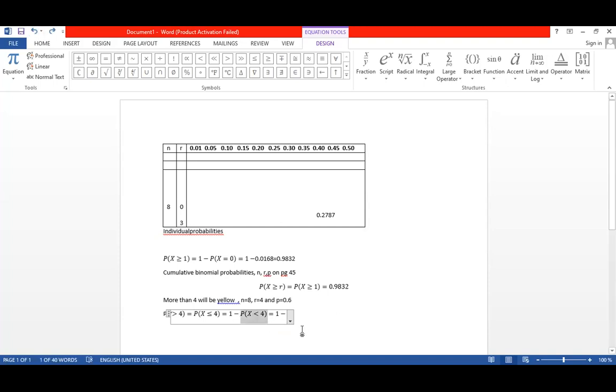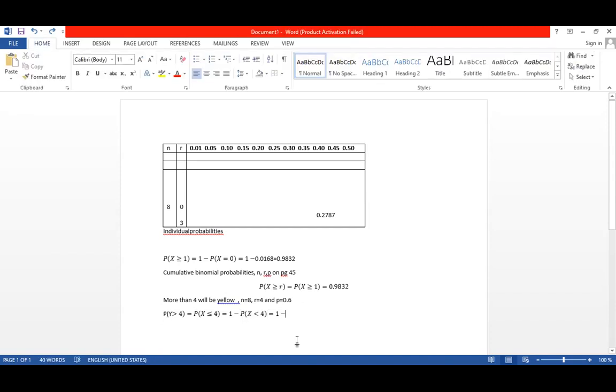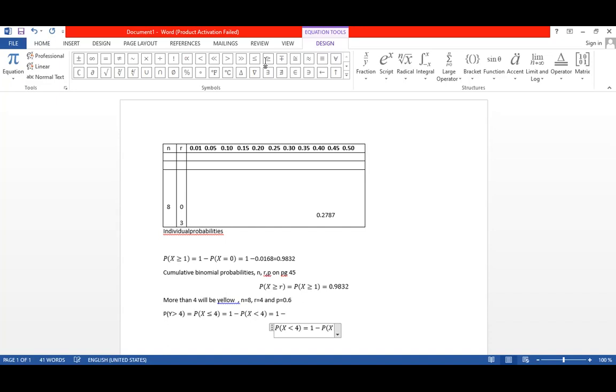Sorry, Control C. Let me put it outside here. Control V. Okay, if I was only dealing with this, could it be the same as 1 minus the probability of X being greater or equal to 4? No. Is that so? No.